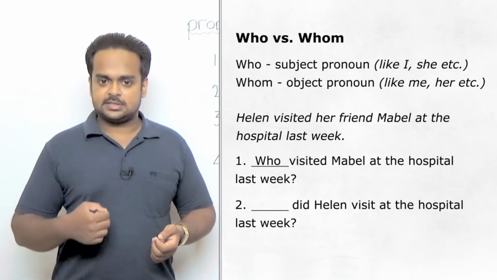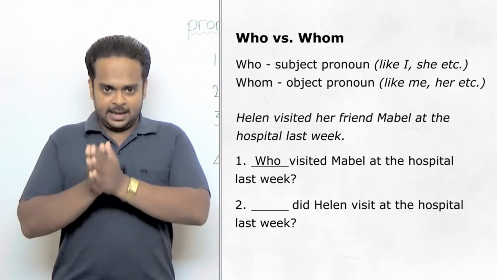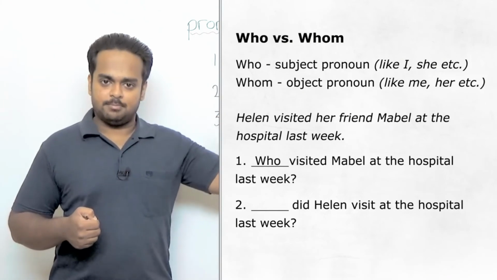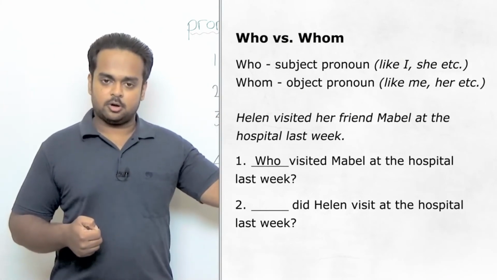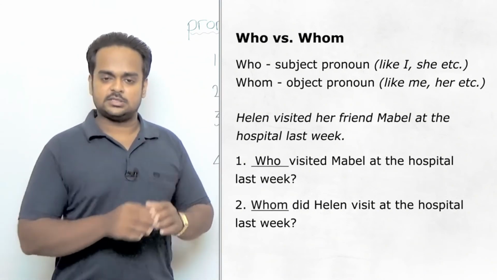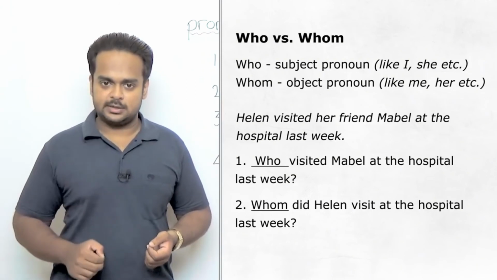In the next sentence, it's the opposite. We know that Helen visited somebody, and this time we want to ask about that person. That person is in the object position. So, whom did Helen visit in the hospital last week? Did you get both of those right?